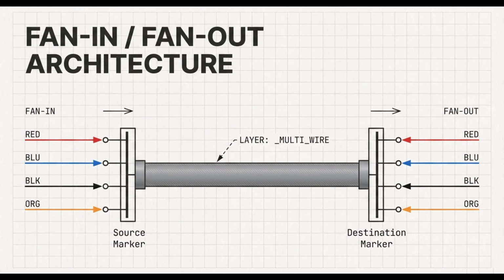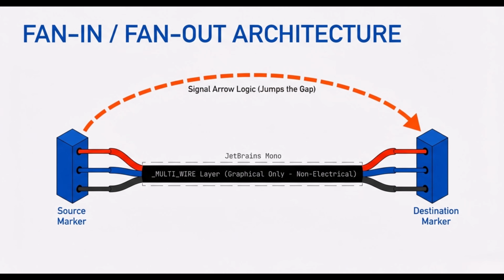Another concept mentioned in the sources is fan in, fan out. This is for when you have a massive bundle of wires, like from a harness, and you don't want to draw 20 parallel lines across the sheet. It cleans up the drawing significantly. You fan the individual wires into a single source marker, run one thick line across the page, and then you fan out at the destination. But there's a catch with that single line in the middle, isn't there?